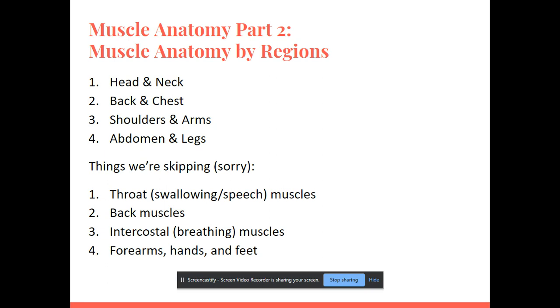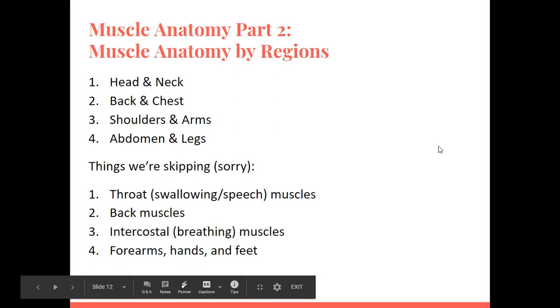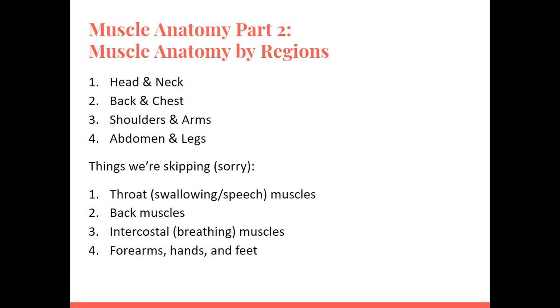Unfortunately, there are a couple things that we are going to skip. We're going to skip the muscles of the throat that are used to produce speech and for swallowing. We're going to skip the back muscles. These are kind of like a lot of posture muscles that help to support your body. There's a lot of them, and they're all named very similarly. The intercostal muscles, which are your breathing muscles, we're going to skip. We're also going to skip the diaphragm.